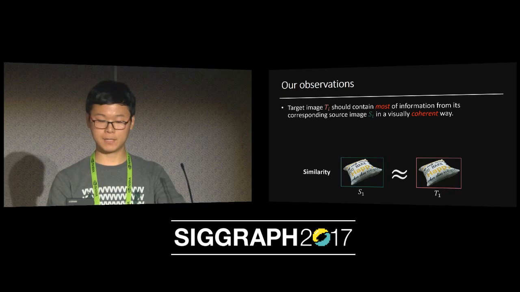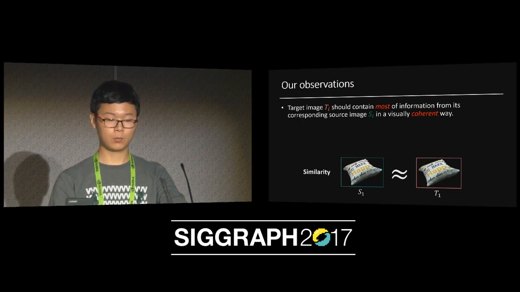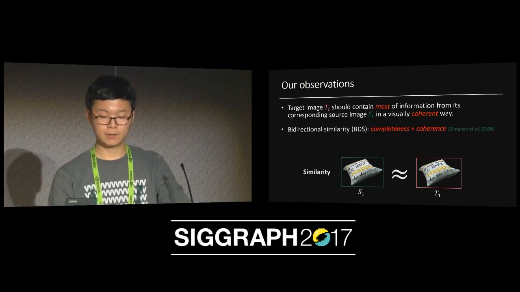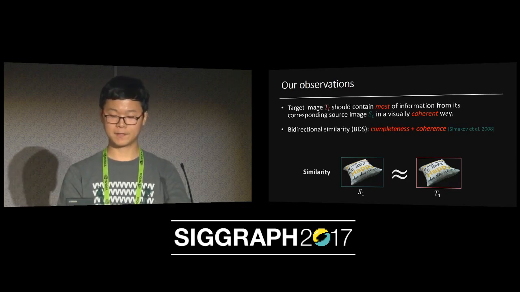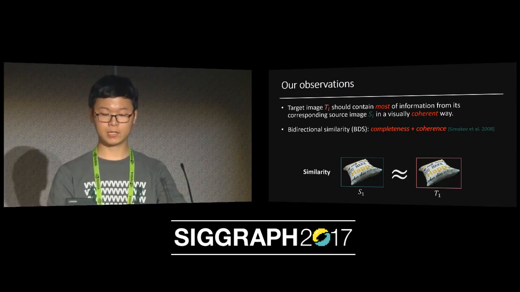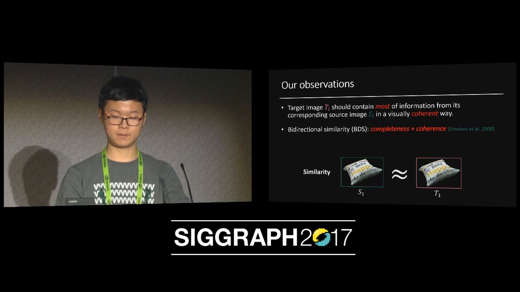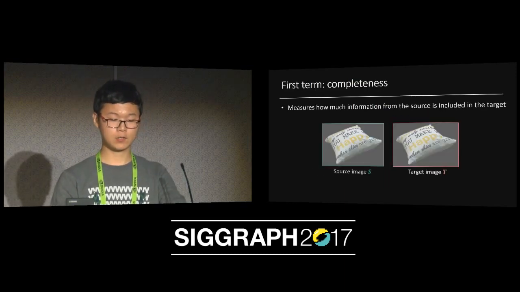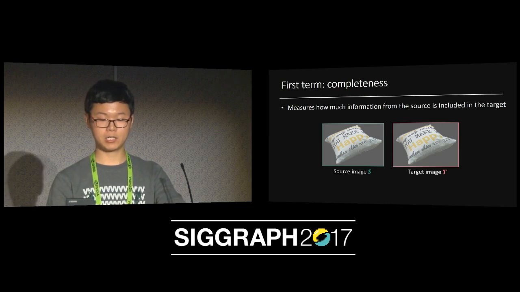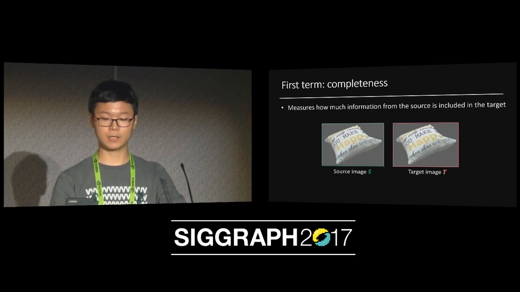Here, the coherence means that there are no new structures or artifacts in the target image. We use bidirectional similarity proposed by Simakov to meet this requirement, which consists of two terms, including completeness and coherence. Let's look at the completeness first. Given a source image S and a target image T, the completeness term measures how much information from the source is included in the target.